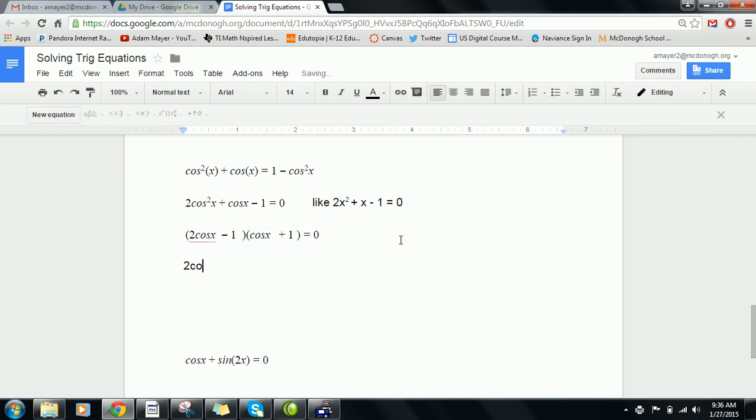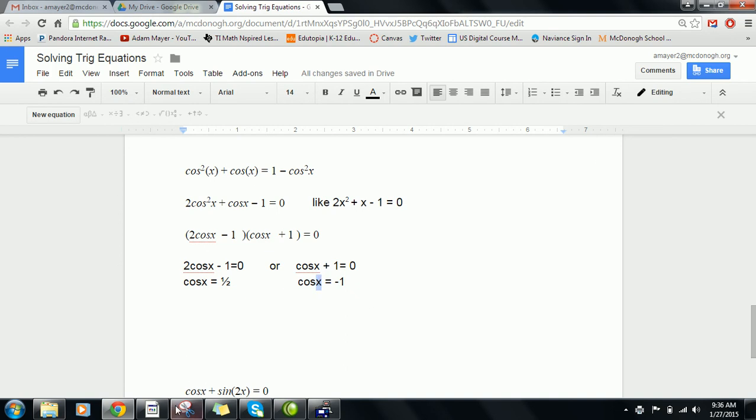So now I have 2 cosine x minus 1 equals 0, or cosine x plus 1 equals 0, and I want to solve each one individually. I'll start with the first factor. I'm going to add 1 and divide by 2. So ultimately I end up with cosine x equals 1/2. And that 1/2 is a nice number. I know what angles x have cosine values of 1/2. I'll bump over to the other one. Cosine of x equals -1. And again, that -1 is a nice number. I know those angles x for which the cosine of x is equal to -1.